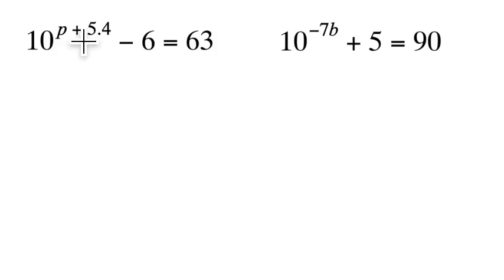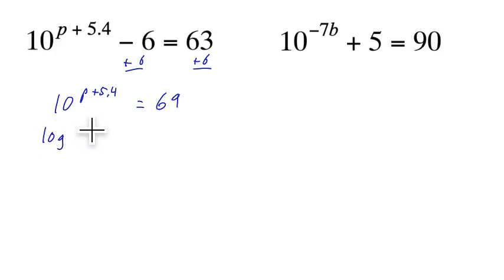So here we have an expression in the exponents. Let's go ahead and get this exponential expression by itself. So we'll add 6 to both sides. We have base 10, so we can rewrite it with common logs. So we have log base 10 of 69 equals the exponent. All right, and our calculator can tell us what the common log of 69 is.